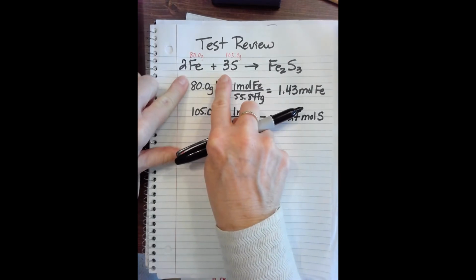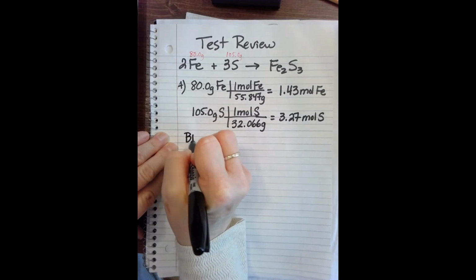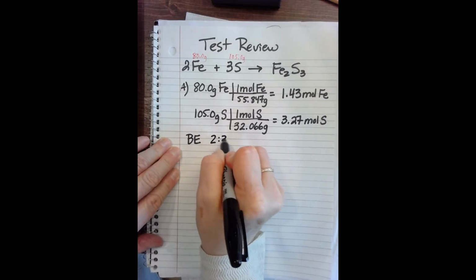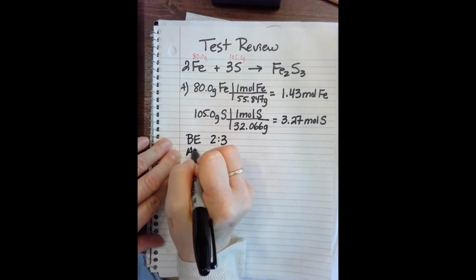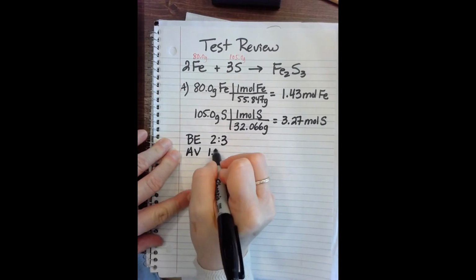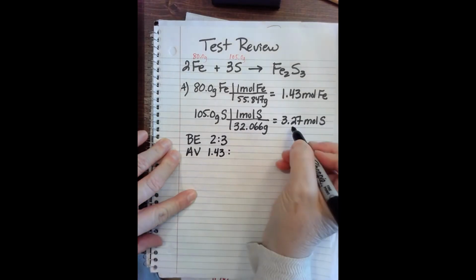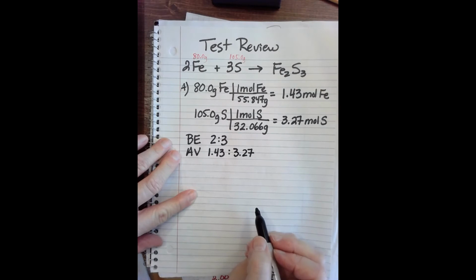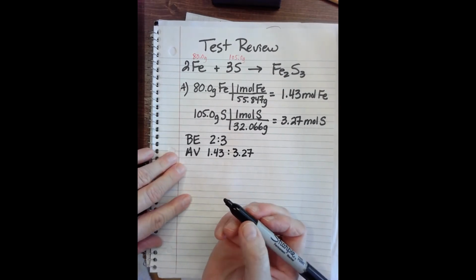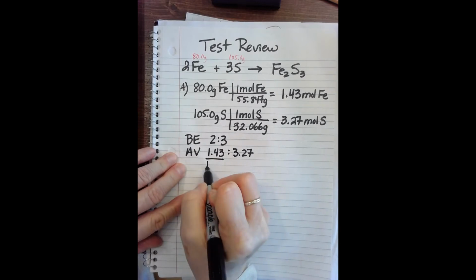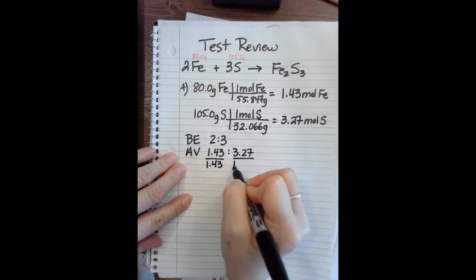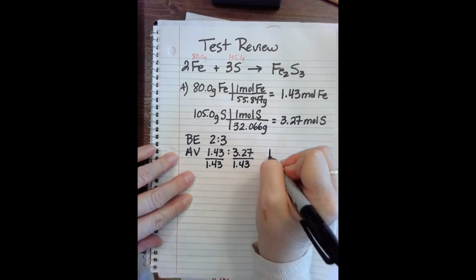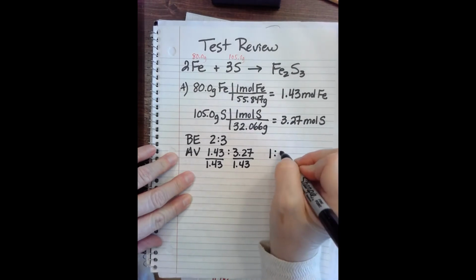So these are our available ratios, and we need to compare those to the ratios in the balanced equation. The next thing that I would write would be my balanced equation ratio is 2 to 3. My available ratio is 1.43 to 3.27. And one of the ways that we have been working this is to divide by the smaller number. So we'll divide and divide, and this now gives us a ratio of 1 to 2.3.